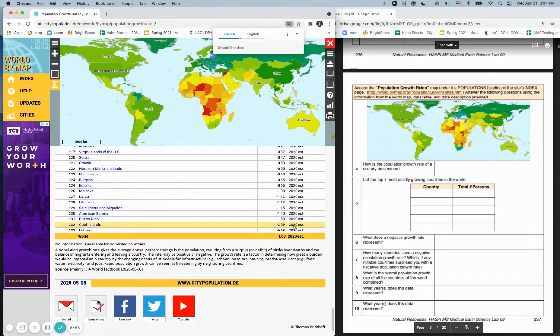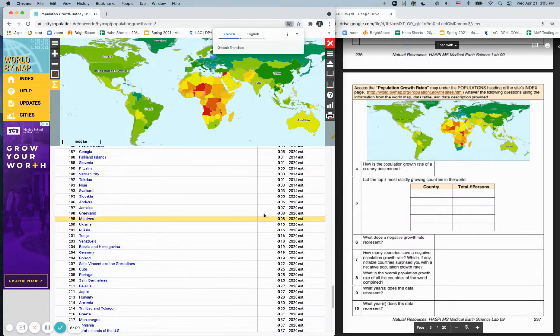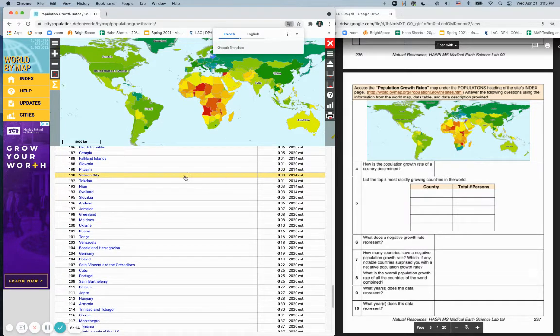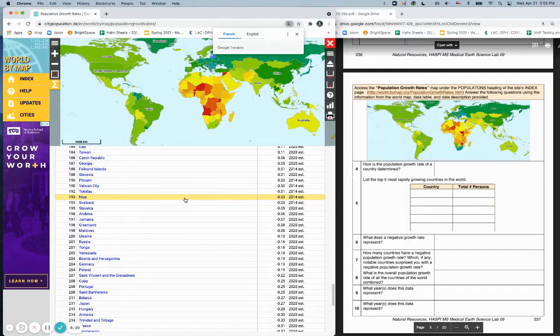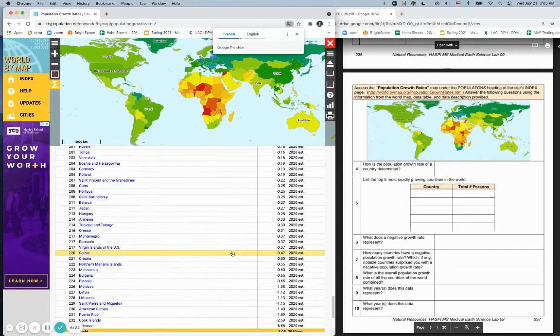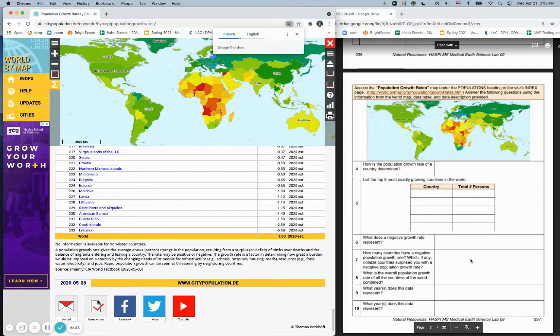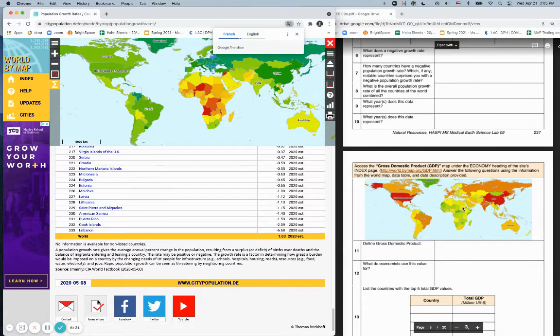So like down here, these countries are not growing. In fact, they're shrinking in their population. If the number of births and deaths are even and the people entering and leaving a country are even, then there's going to be no growth. The population is going to stay the same. So that would be like these two cities there, or I guess Vatican City is a country. Considered a country. It's a city. But they are not growing or decreasing. So that's how you do this section.